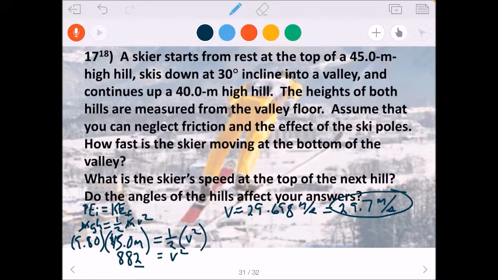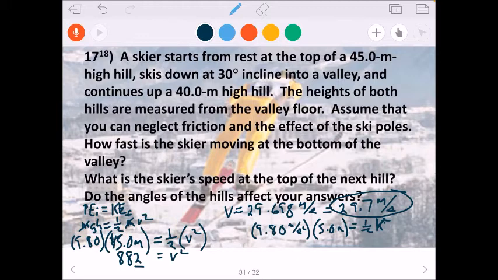At the top of the next hill, it's only 5 meters less than the top of the first hill. So I can assume that really just my change in height is 5 meters. So if I take the 9.80 meters per second squared and multiply by the 5 meter difference, that should be equal to the 1/2 times the final velocity squared of my skier. So once again, if I take 9.8 times the 5, that gives me 49.